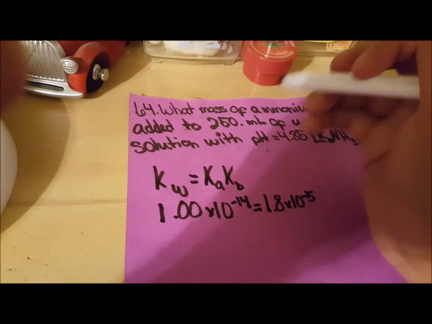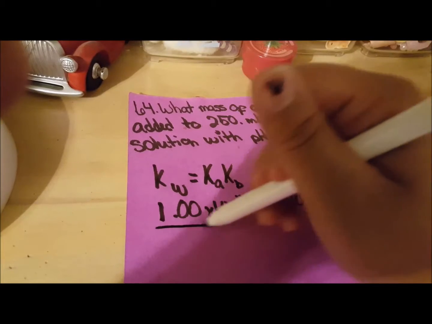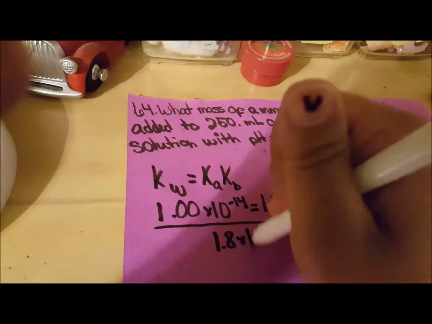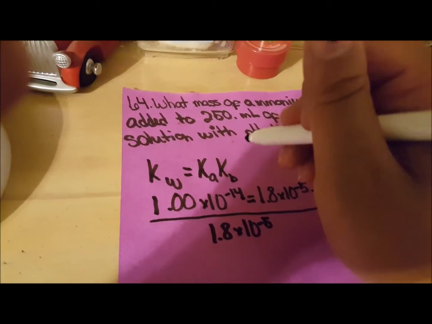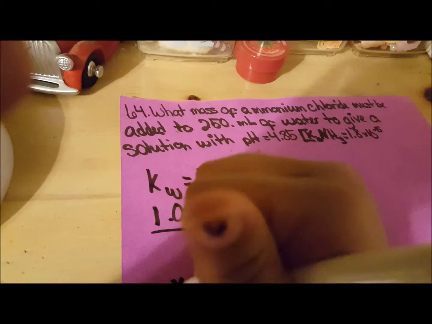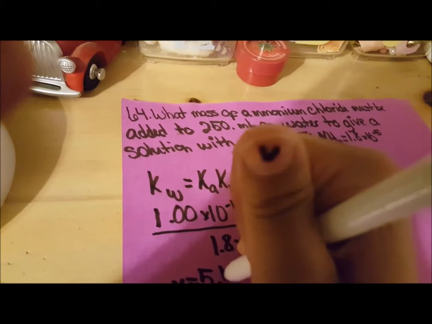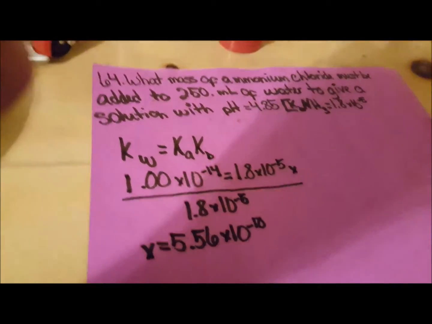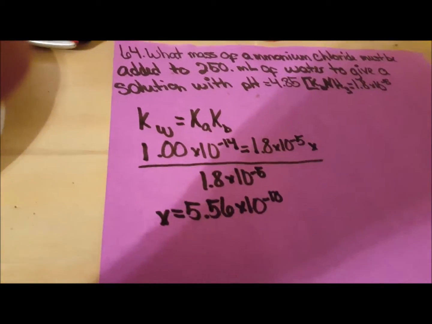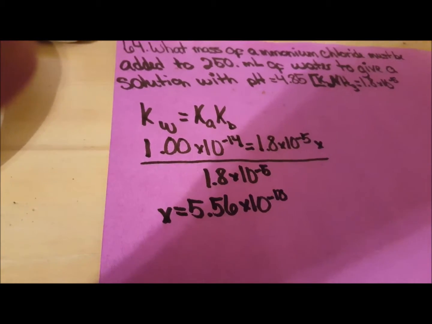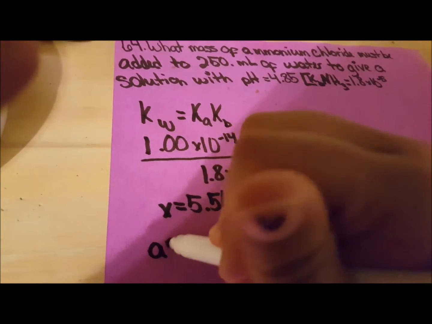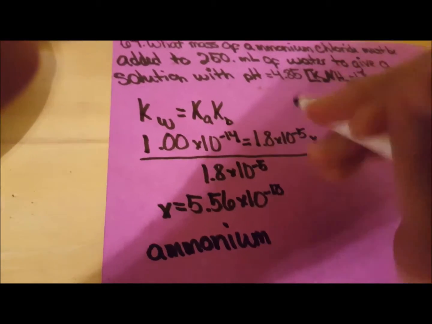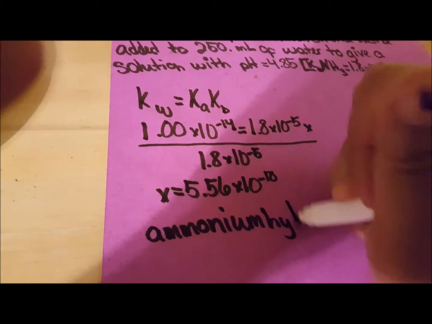To the negative fifth x, and then we go ahead and divide 1.8 times 10 to the negative fifth, and that gives us x is equal to 5.56 times 10 to the negative 10. From that, we know ammonium hydrolyzes.